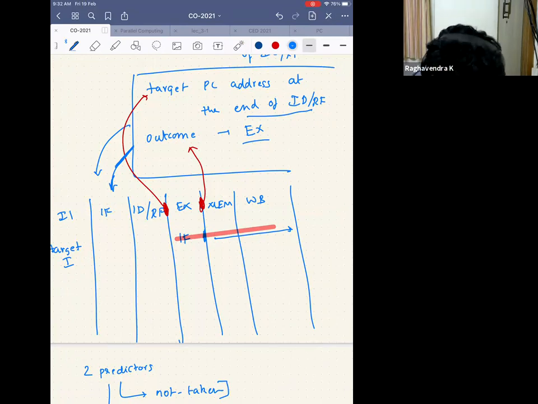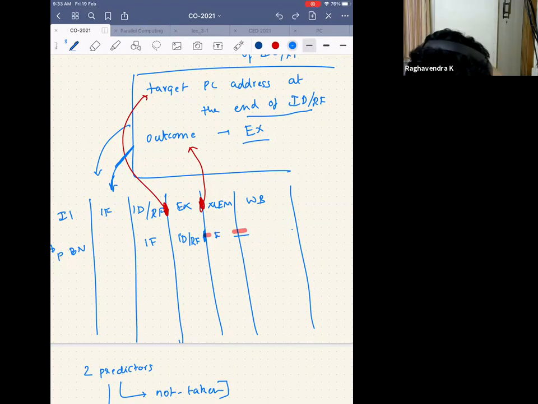So now let's say I build a predictor which says branch is not taken. If I build a predictor for this particular pipeline which says branch is not taken, what can I do? Let's write it as BN. Then I can go and fetch the instruction here. I can continue the execution: instruction decode register fetch, execute. At the end of instruction decode, I know the outcome. So if the outcome is actually not taken, then I will allow the pipeline to continue.